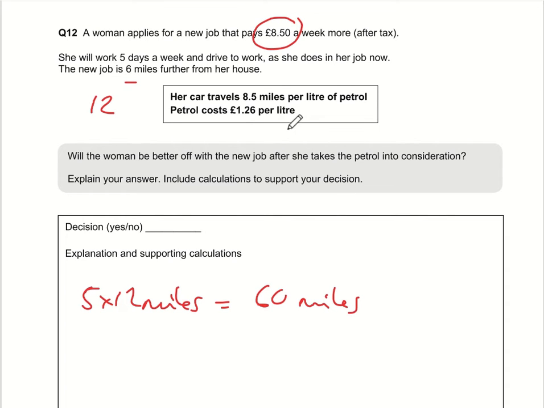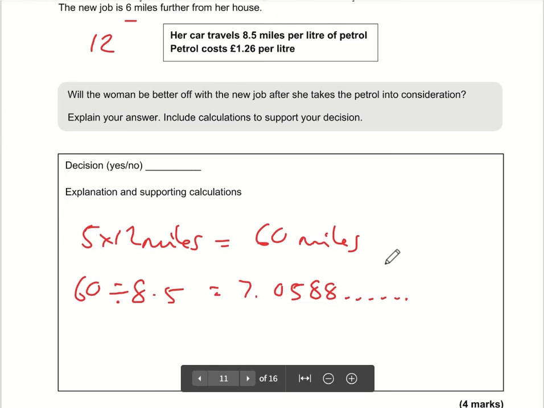And we know that it's 8.5 miles per litre. So how many 8.5 miles are in 60? Or 60 divided by 8.5 is a fairly nasty number. It's 7.0588. It continues, and this is the number of litres.